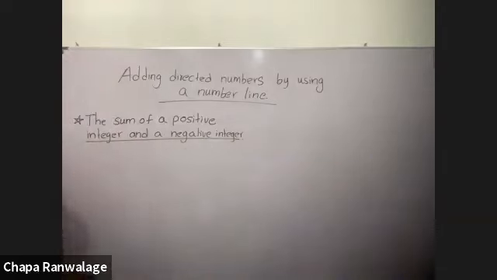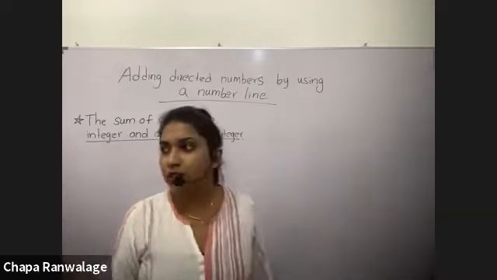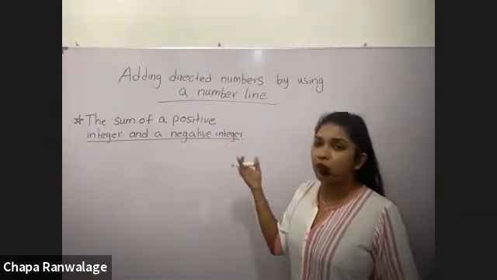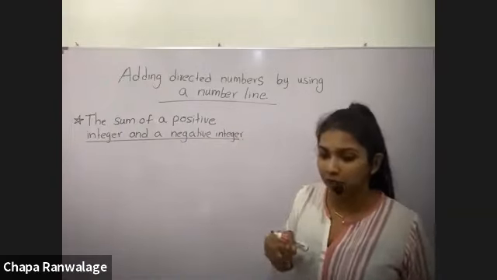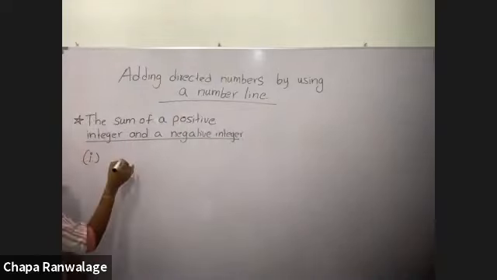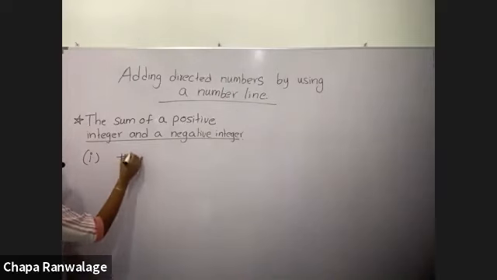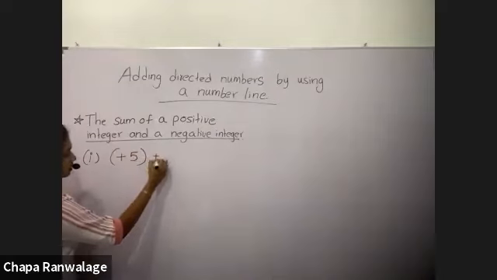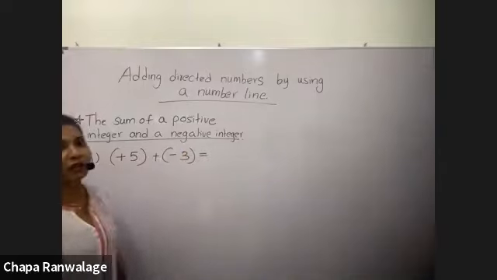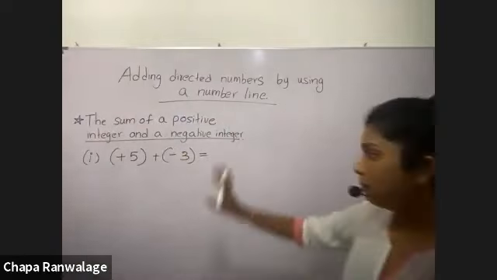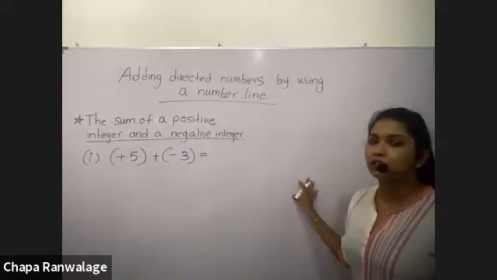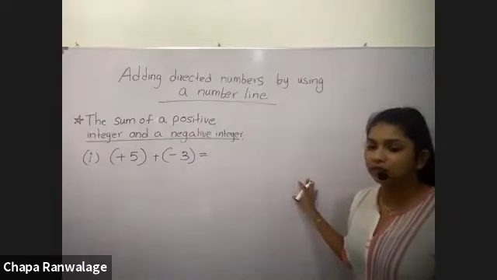Very good. Many students lose their marks from this part: addition, the sum of a positive and negative. Now my first part: +5 plus -3. Don't tell the answer. Now look at the board. Don't write now. Look at the board.